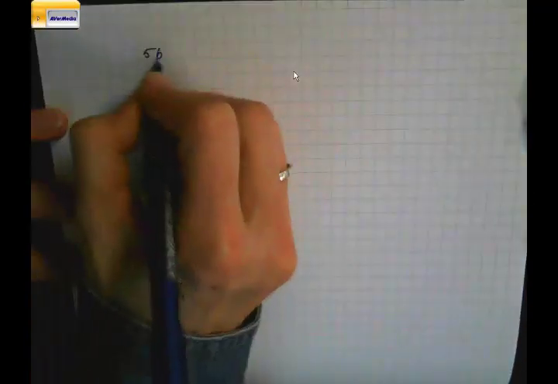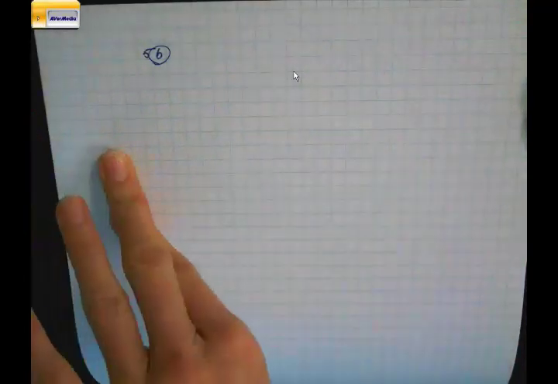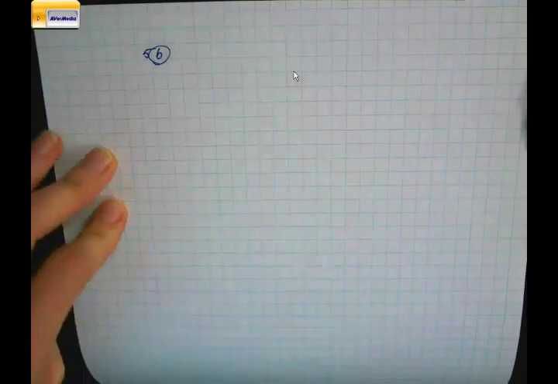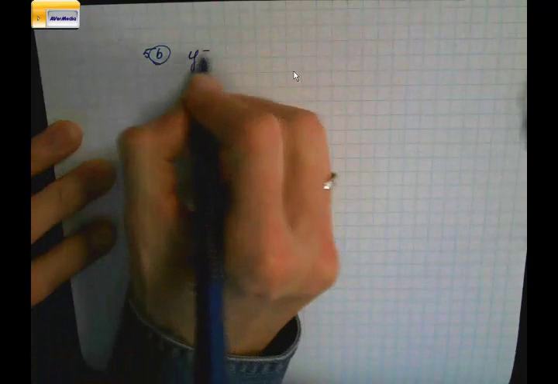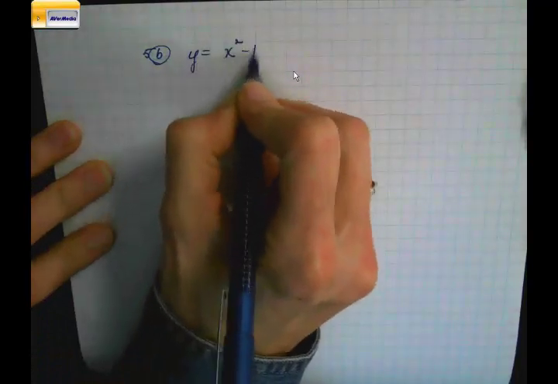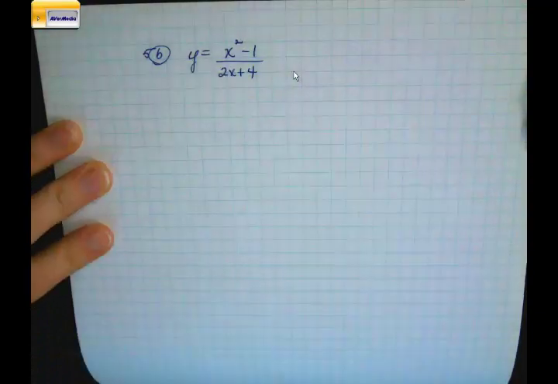Okay, so 5A, now we're going to do 5B, and do another oblique asymptote real quickly, to get y'all a little warmed up to the thought. 5 part B. Okay, let's do this one. Let's do y equaling, oh, this is a little harder. This is a good one, though. x squared minus 1 over 2x plus 4.